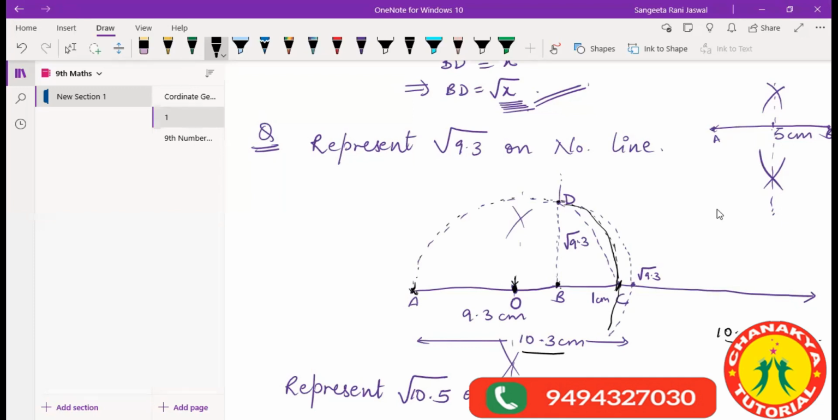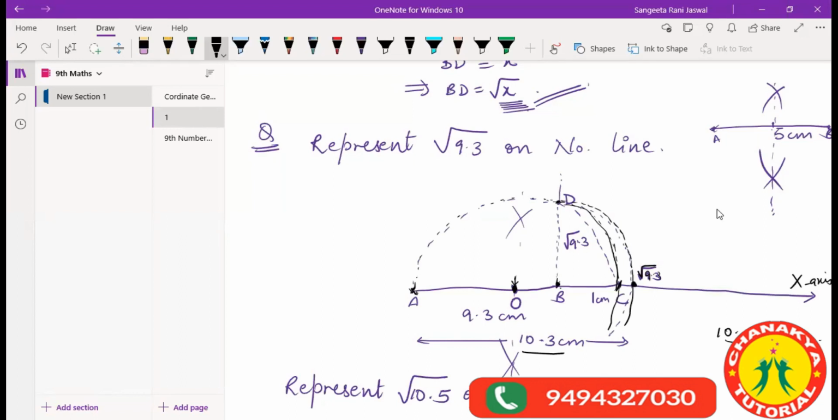Now, you don't want 9.3 here in the perpendicular way. You want it on the x-axis. So what will you do? You keep your compass pointer here and your pencil needle here, and rotate, make an arc like this, like this, like this. So this point will become the 9.3. With BD as the radius, when you make an arc, this will cut your x-axis at this point. So this point is your root over 9.3.